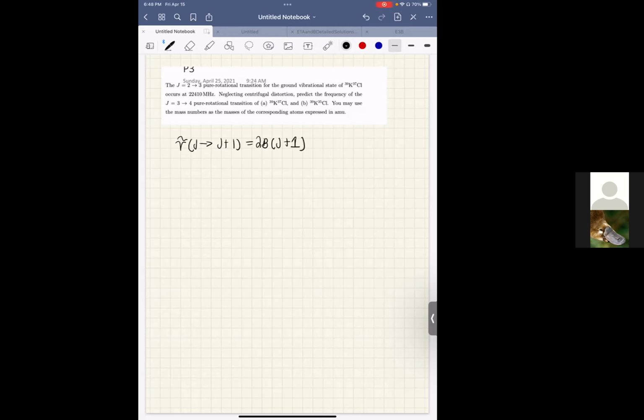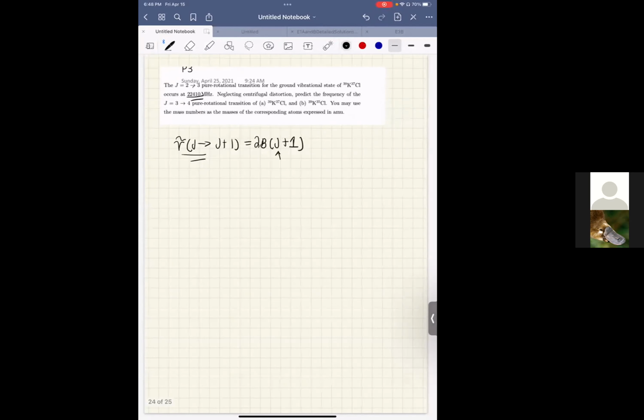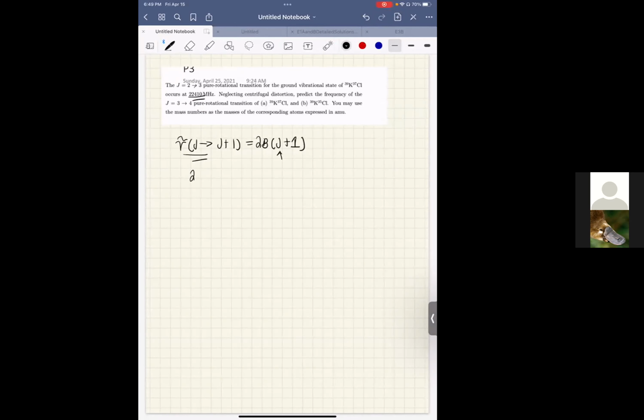Now we're given what this is equal to, and we're going to use this to solve for B. Just remember that you have to use the previous J level that was jumped, so 2. So we plug in 2, 2, 4, 1 megahertz, and that's equal to 2B times 3 plus 1. And B is equal to 2, 3, 5 hertz.